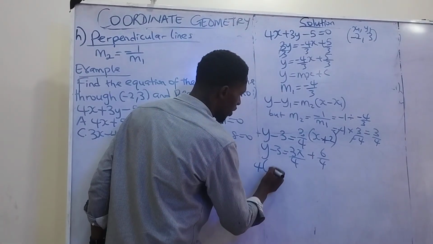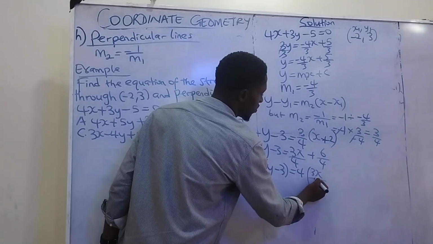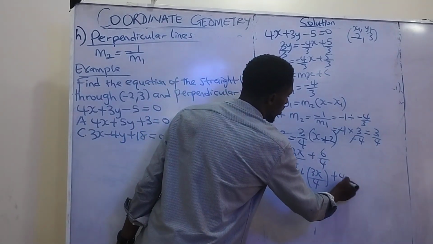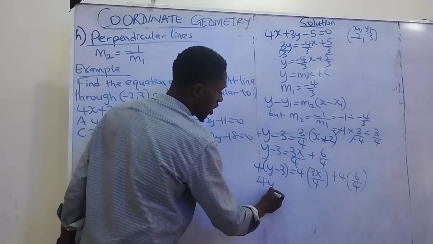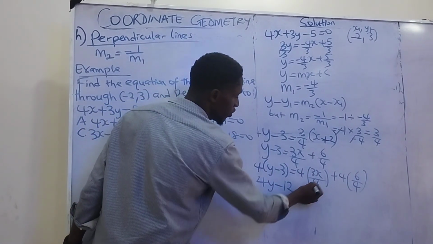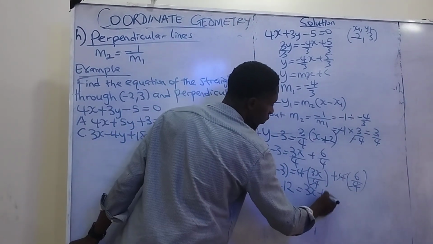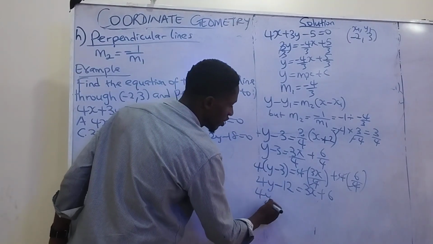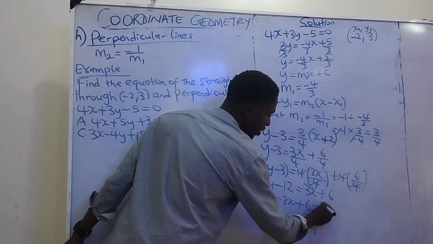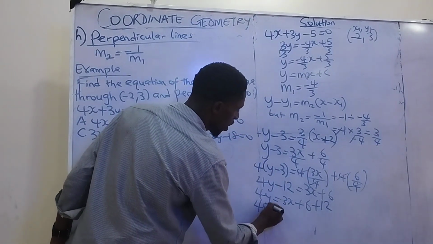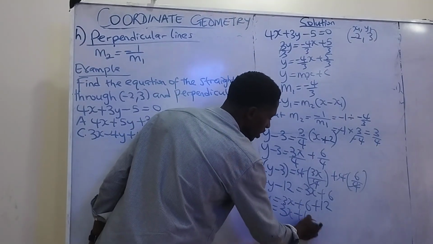So I have 4 bracket y minus 3 equals 4 bracket 3x over 4 plus 4 bracket 6 over 4. 4 times y is 4y minus 4 times 3 is 12. 4 will cancel 4. We are left with 3x. 4 will cancel 4. We are left with 6. Let's take this minus 12 to this side. We have plus 12. 4y equals 3x, and 6 plus 12 is 18.